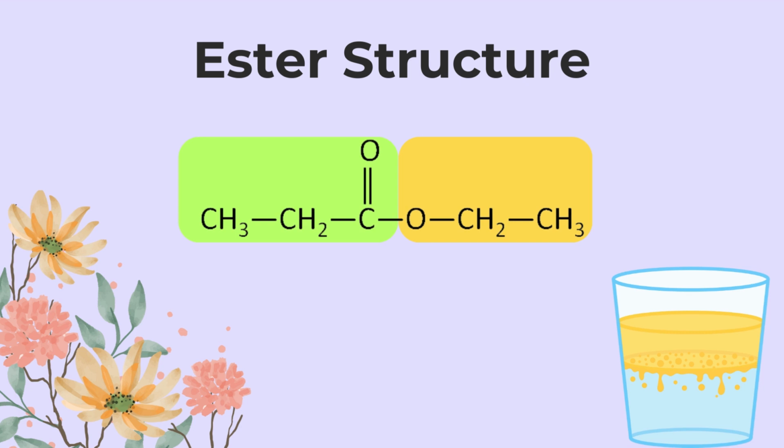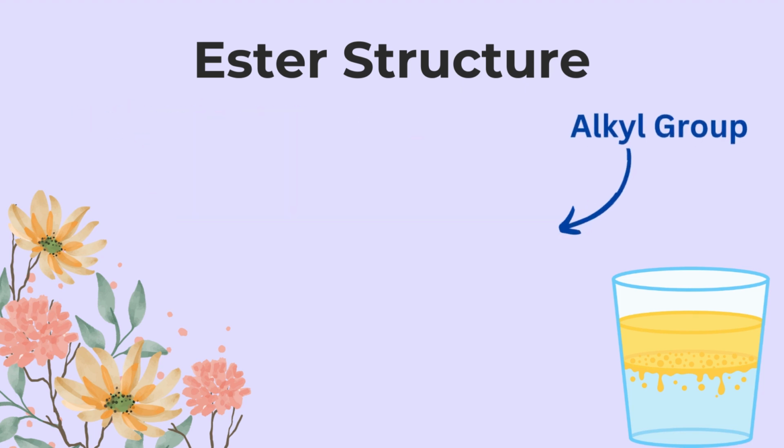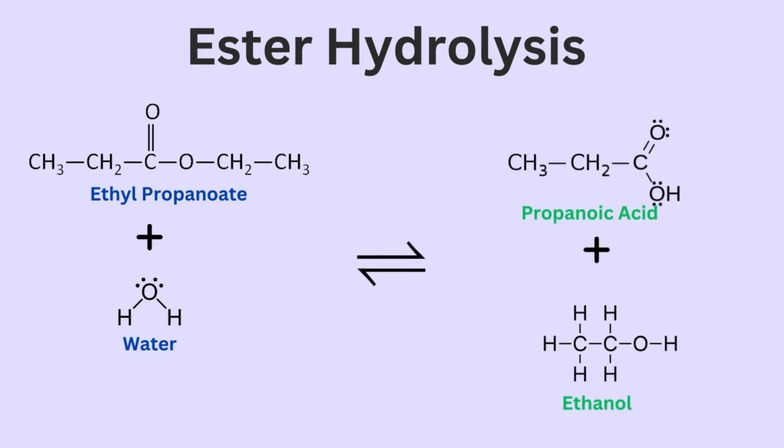As you can see, esters have parts. You can break them down into an alkyl group, like the ethyl here, and a carbonyl containing group, the propanoate here. Speaking about breaking down esters, this is basically what ester hydrolysis is. In hydrolysis, we use water to break down an ester into its two parts. When this happens, it yields an alcohol and a carboxylic acid.